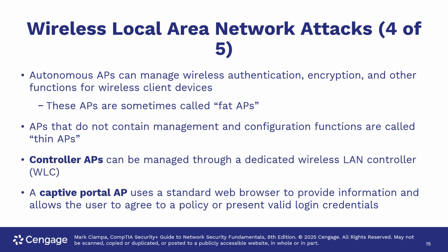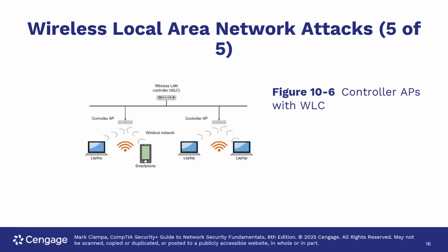Sometimes if you go to, say, a hotel or whatever, it'll allow you temporary access, but then you have to agree to their terms before they grant you full access. So they've got you as a captive. So here's an example of controller APs with a wireless LAN controller, excuse me. So you can see that at the top, the WLC, then down below the controller access points that will then grant access once they are approved.